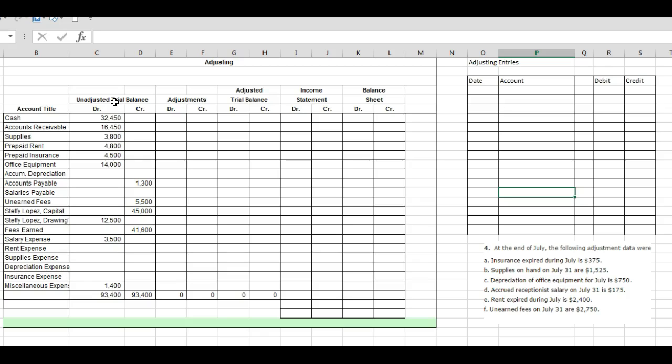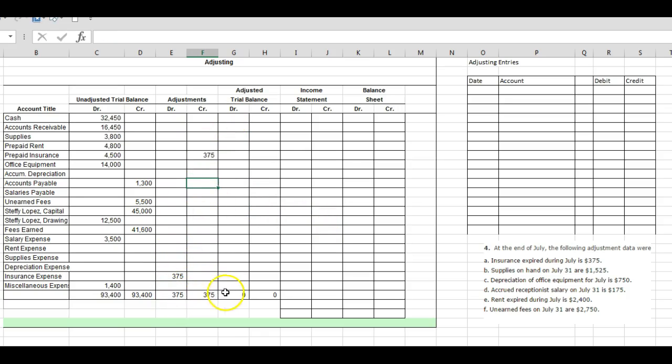Remember, we have to match the revenues with the expenses for the period. So, if we look at the first adjustment they gave us, they say insurance expired during July is $375. This means that we need to create an expense, and that's going to be under insurance, and that's going to be a debit because an expense account has a debit balance. So it's $375 there. So if I've used up $375 worth of insurance, I need to reduce that asset. So that gets credited for $375, and that takes care of the insurance.